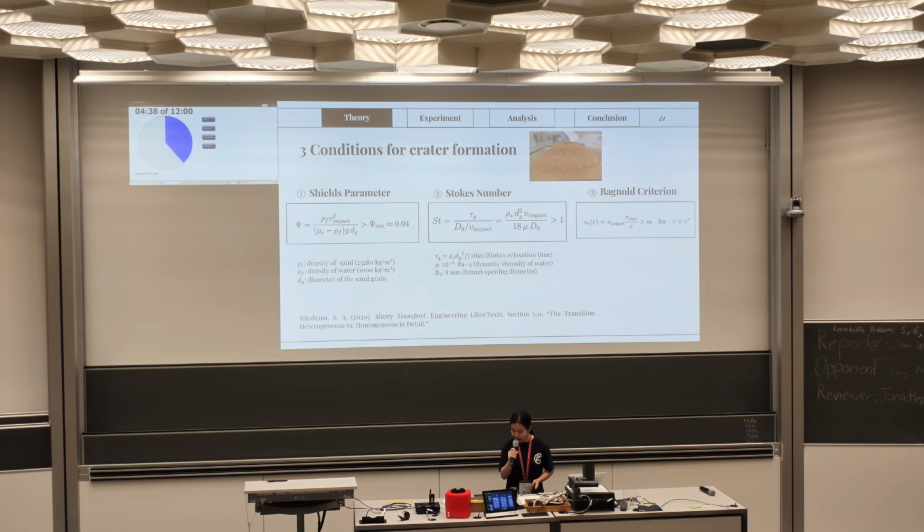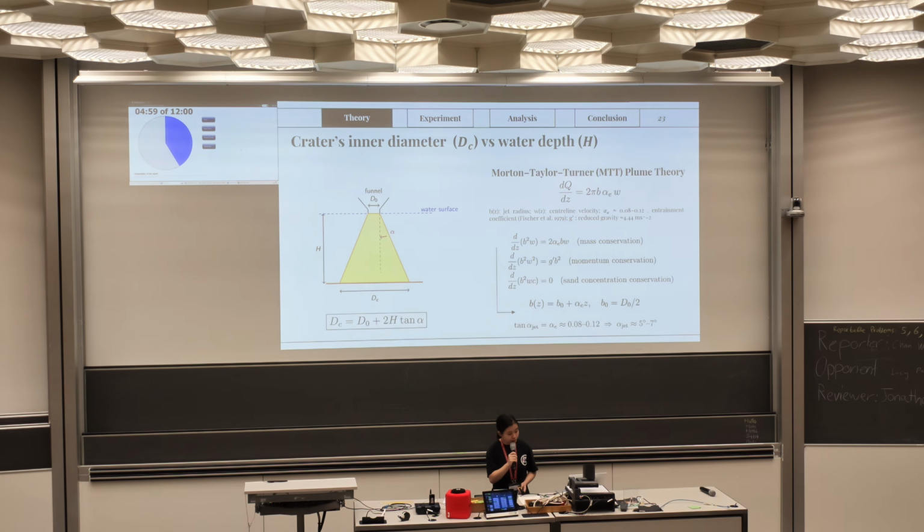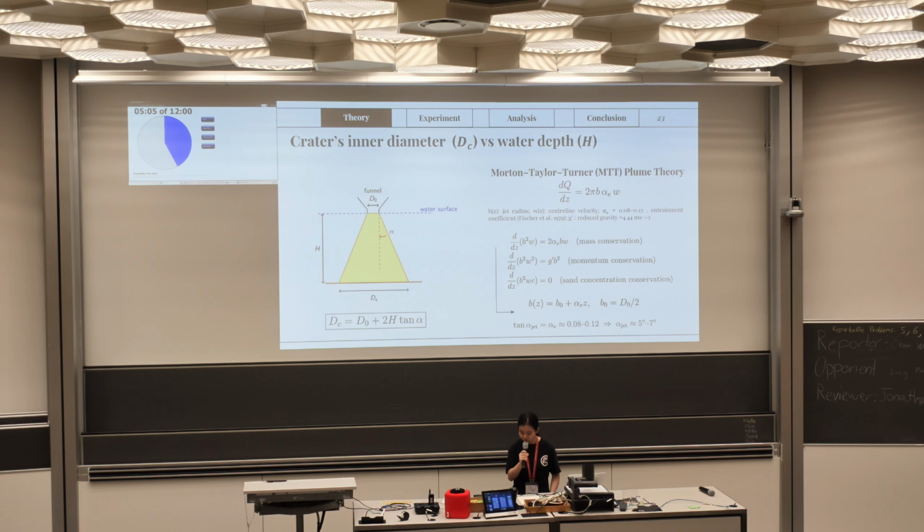For the sand applied at specific water depths, all 3 criteria are satisfied. This theoretical phase diagram shows the 3 regions. The green region is where all 3 criteria are met and the crater forms. The red region is where Bagnold's criterion fails, as the grains are too heavy to be swept outwards, so a pile forms instead. Using the MTT plume theory, we see that the jet's radius increases linearly with the water depth.